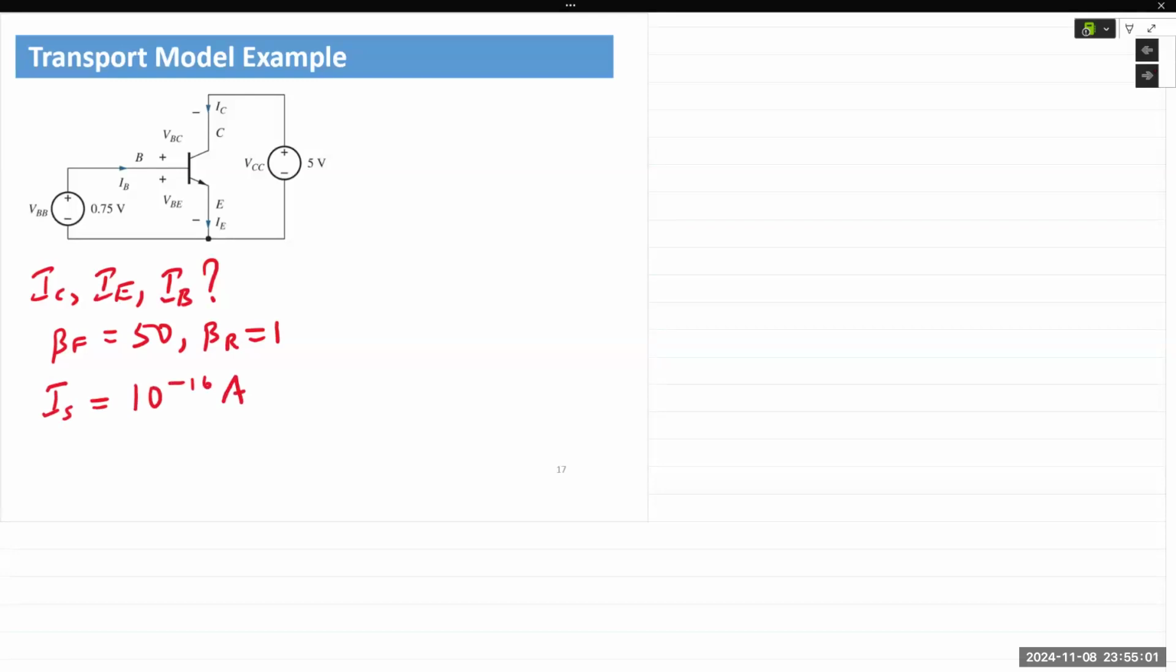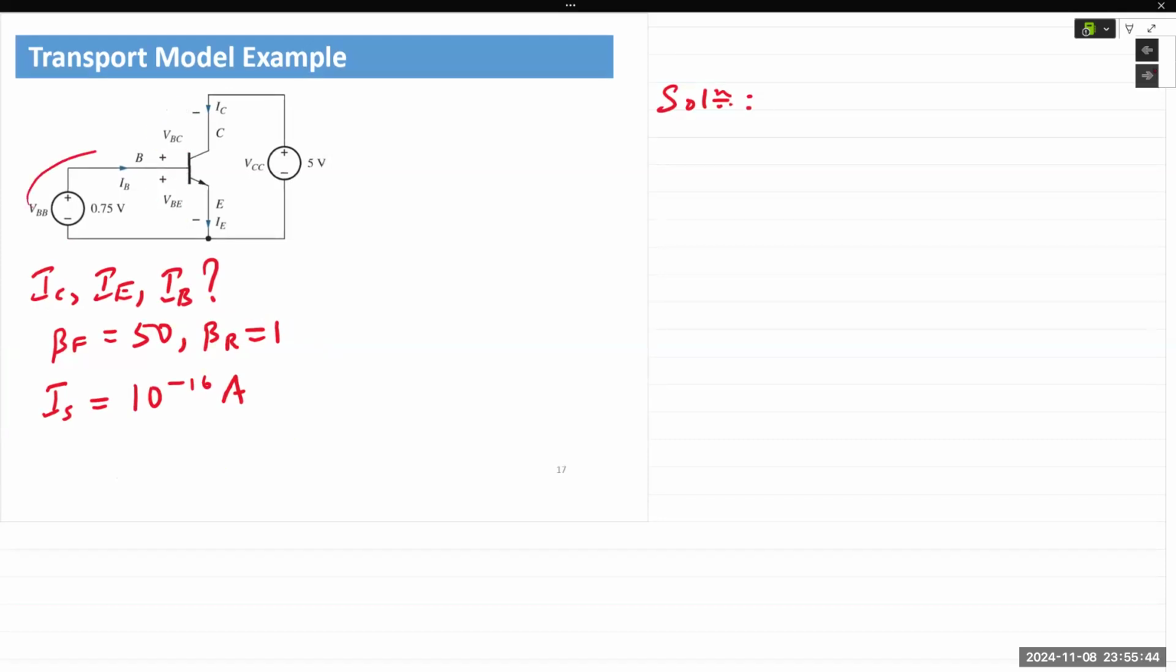All right, so let's go ahead and begin our analysis. This is rather straightforward. We have the equations. All we have to do is extract all the information that is possible from the circuit diagram and then plug it into the equations. These values are already given as part of the problem. We need VBE and VBC. We don't have those, but we can easily calculate them.